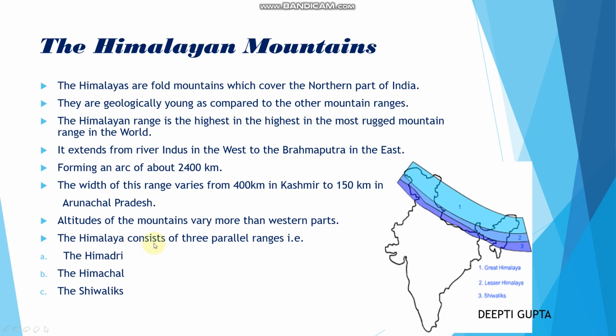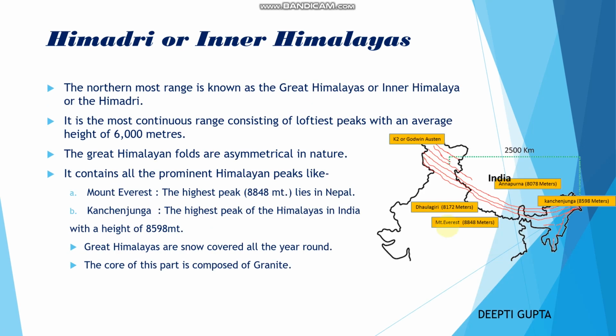The Himalaya consist of three parallel ranges, the Himadri, Himachal and Shivaliks. This light blue color shows you Himadri, or we can call it the Greater Himalaya. The middle one is the Lesser Himalaya or the Himachal, and the third one is your Shivaliks. Now coming to the next slide.